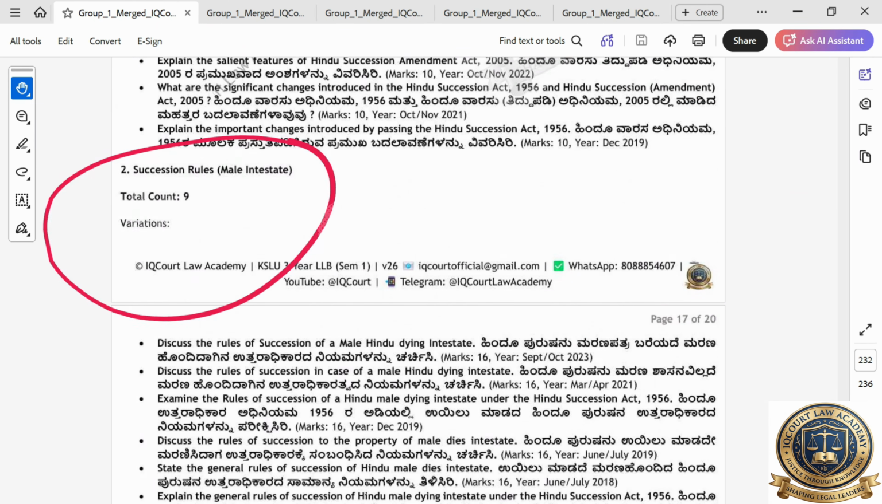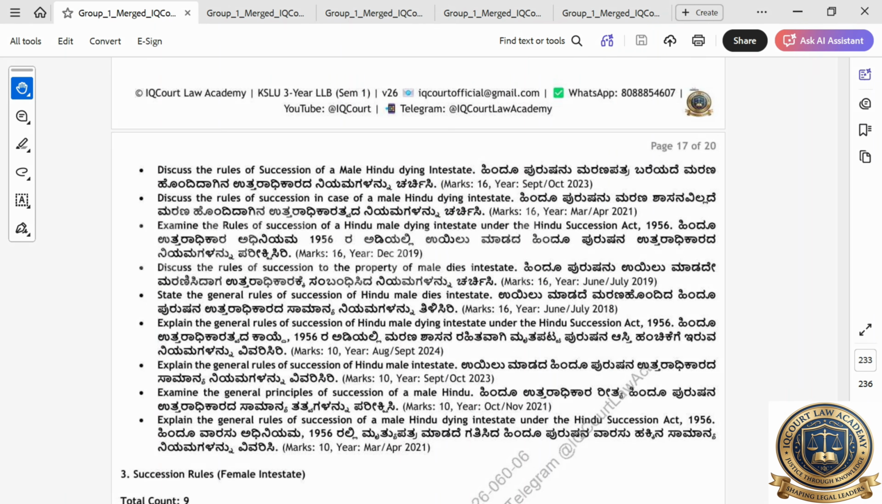Then succession rules. Discuss the rules of succession of a male Hindu dying intestate.